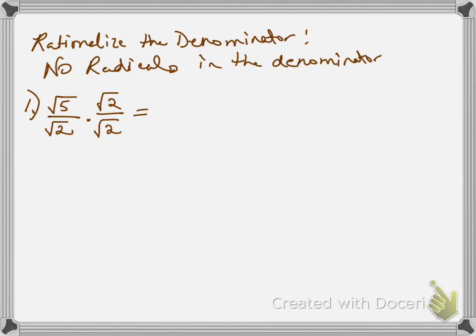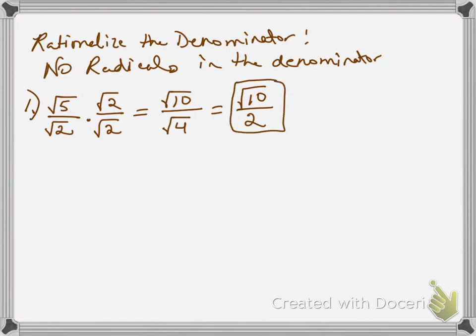So now we just multiply like you did on the previous worksheet, multiplying your rational expressions. You multiply the square root of 5 times the square root of 2, which gives you the square root of 10. The square root of 2 times the square root of 2 gives you the square root of 4, which is 2. Right? And this is your answer.